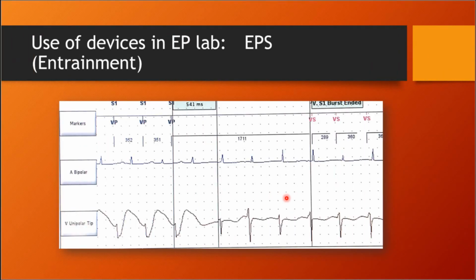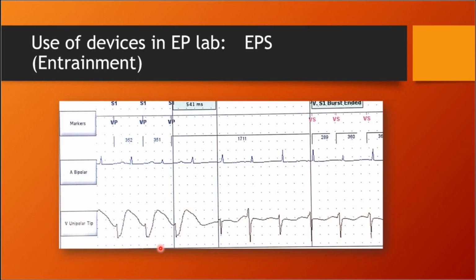Well, what could we do in the EP lab if we could to help confirm our diagnosis or the management plan for this patient? Well, let's reinduce the tachycardia. And that's what we did. We reinduced the tachycardia through pacing. And then what did we try to do? We tried to entrain the tachycardia through ventricular pacing.